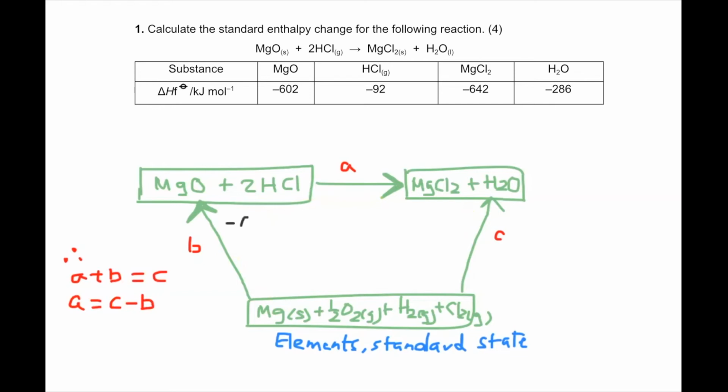Now looking at our data, we have to work out the enthalpy change for B, which is for 1 mole of magnesium oxide and 2 moles of HCl. Similarly, on the right hand side, we form 1 mole of magnesium chloride and 1 mole of water. So you add up these enthalpy changes and you get a value for B and C.